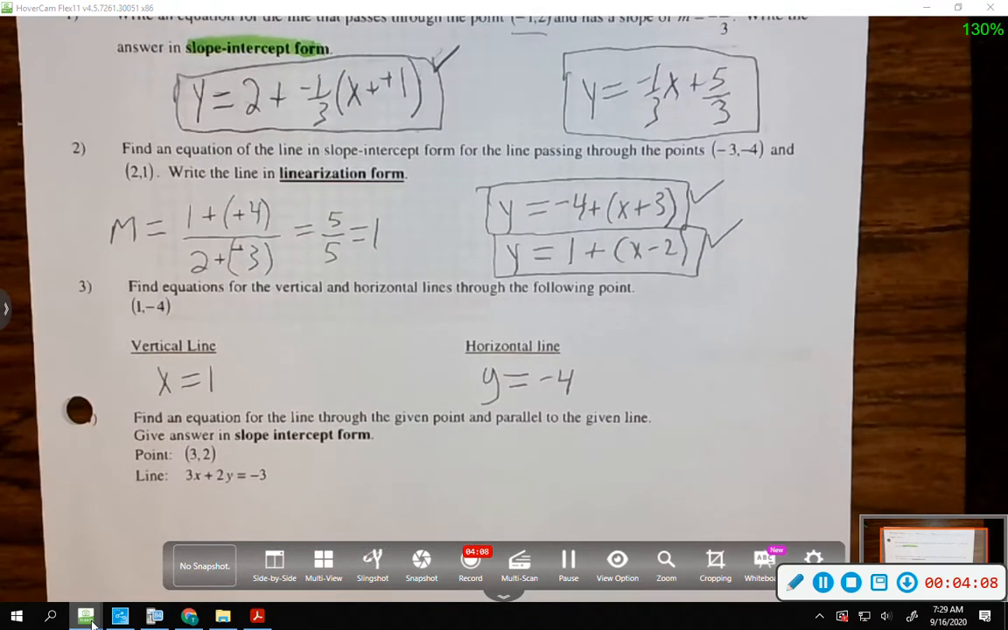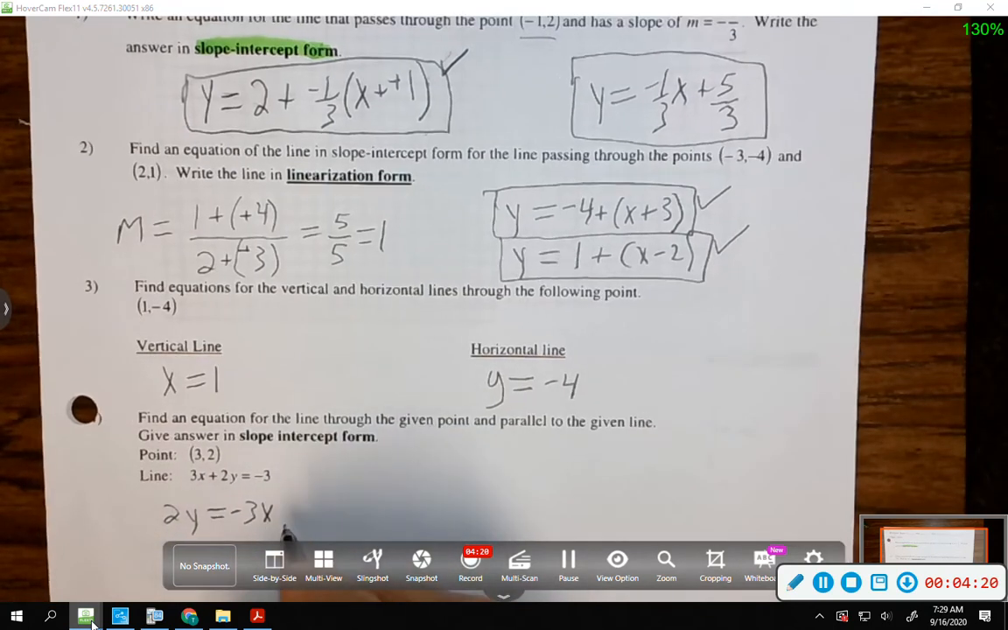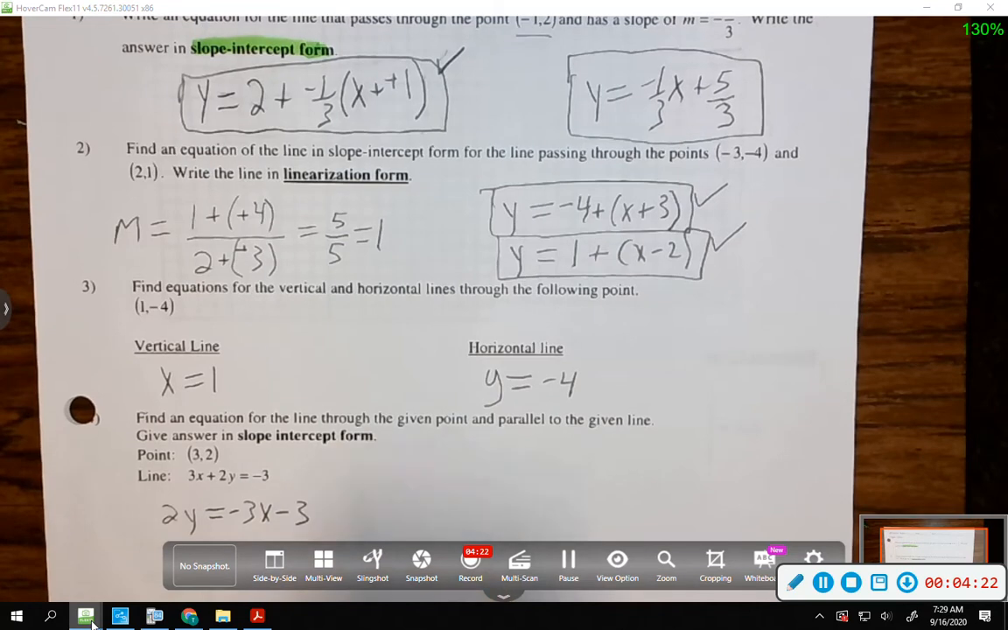4. Find an equation for the line through the given point parallel to the given line. Well, we have to first find out what's the slope of this line. So I'm going to subtract the 3x to the other side and divide each term by 2 to eliminate the 2 times y. That is the equation of the original line that was provided.